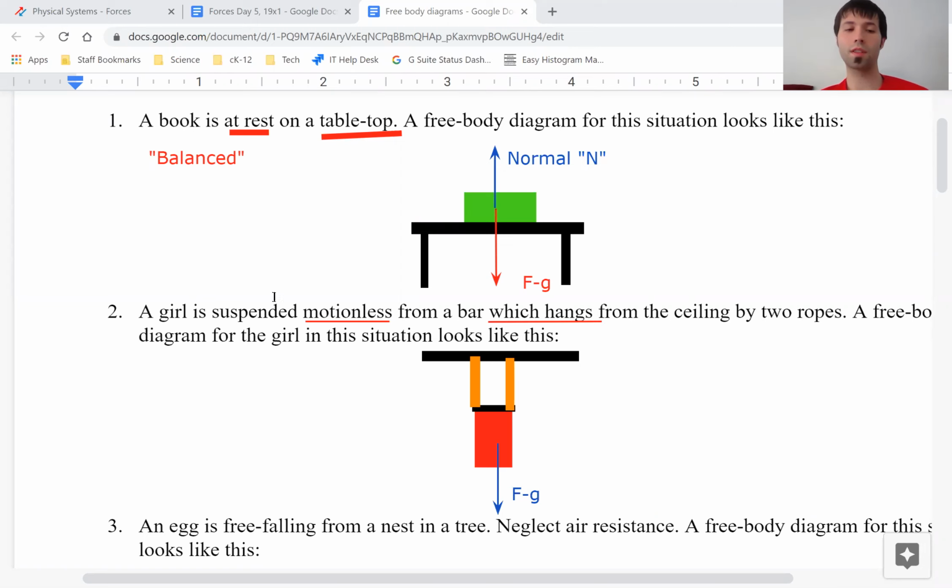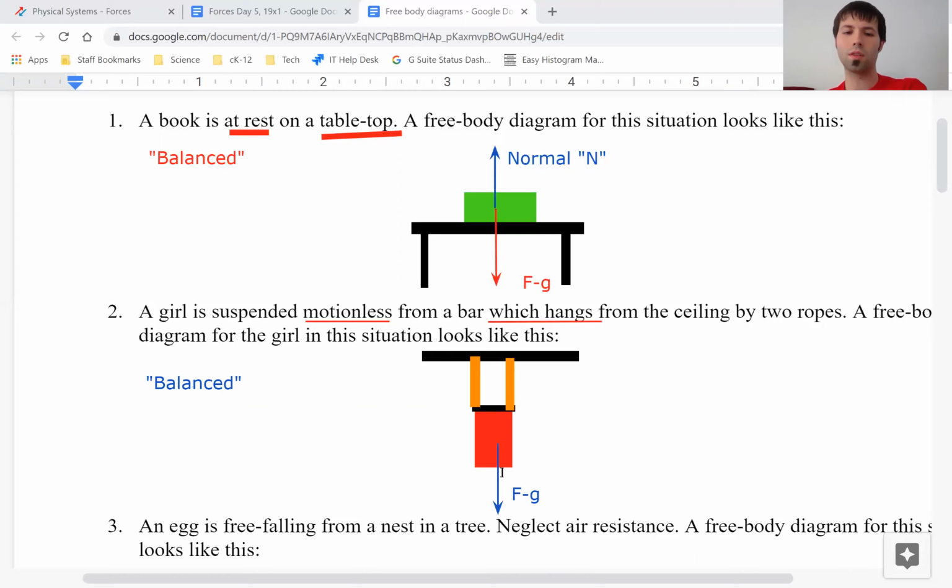Now, first of all, I'm sorry. Before we do that, I should have said, is this a balanced or unbalanced situation? Well, this girl's motionless. So even though she's not on a surface, she's motionless still. So we call this balanced because she's not moving, she's not accelerating. If I left my force diagram like this, it would be unbalanced. This would mean that she's going downward. She's not going down, she's staying still.